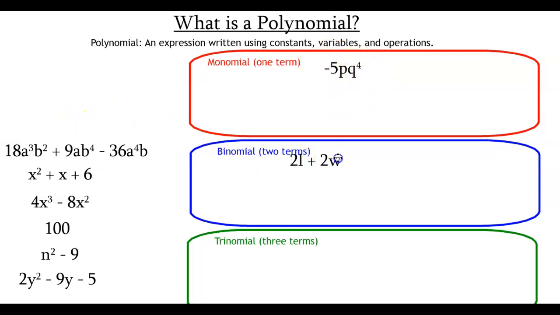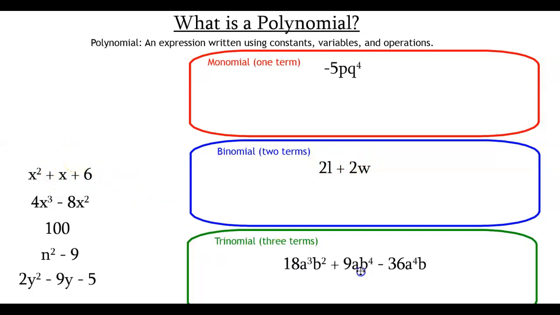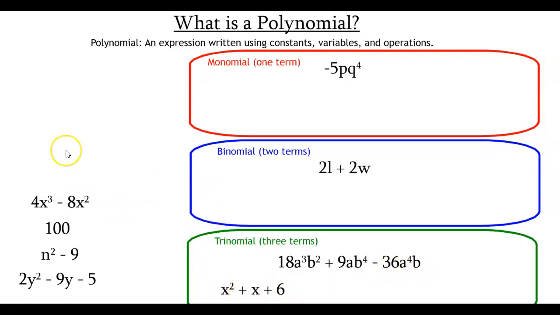This one is 2 terms, so it is a binomial. I know it's 2 terms because there's a 2L, a 2W, and an operator in between them. This one, there's a lot going on here, but it's only a trinomial, not more than that, because 18a to the third b squared, these are all being multiplied by each other. This is 1 term. Here's another term, 9ab to the 4th. And then here's another term, -36a to the 4th b. This is another trinomial because there's 3 terms separated by operators.